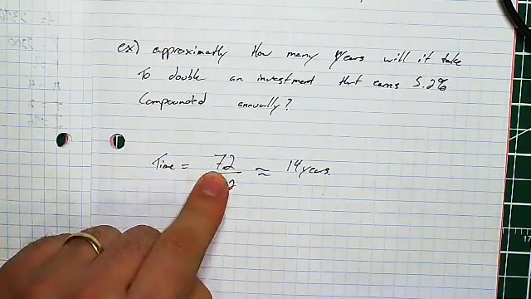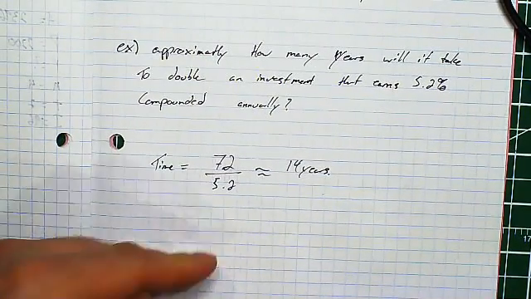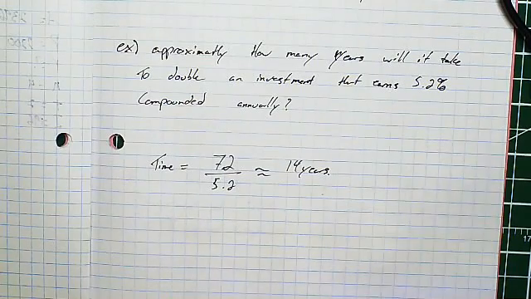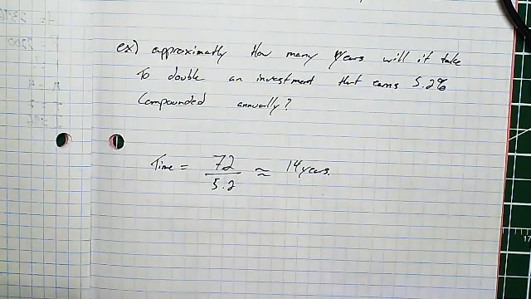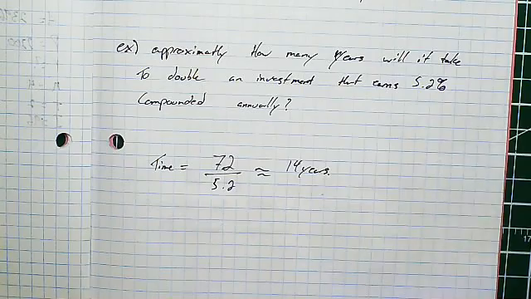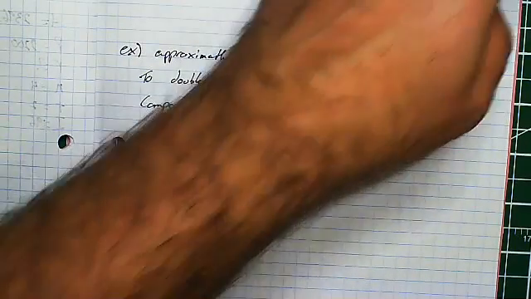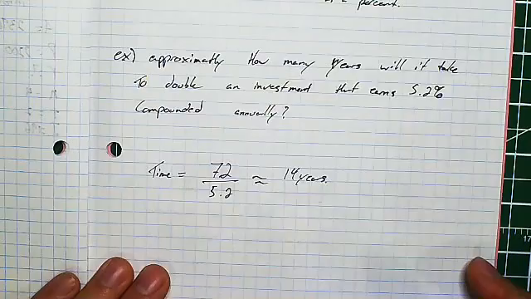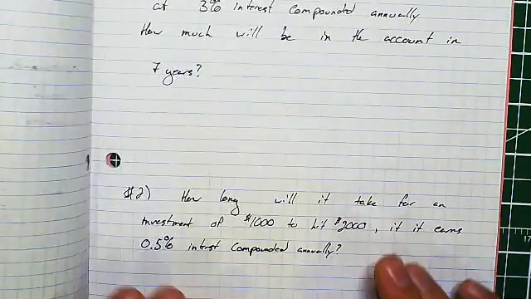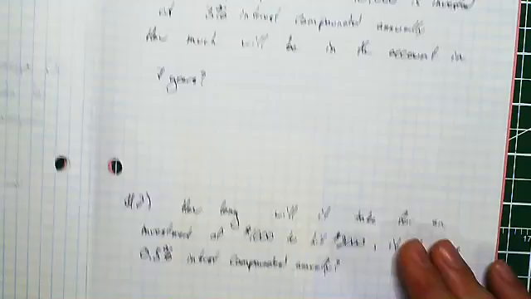So approximately how many years will it take to double an investment that earns 5.2% compounded annually? You put in 72 divided by 5.2. It's about 14 years. This works for almost all interest rates. It's kind of interesting. It's not super accurate, that's why we call it an estimate, but it gives you a rough idea.